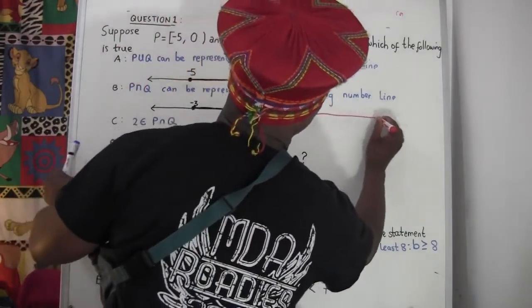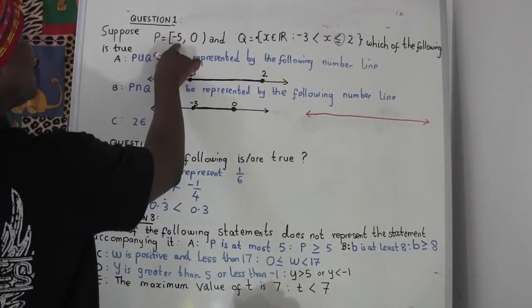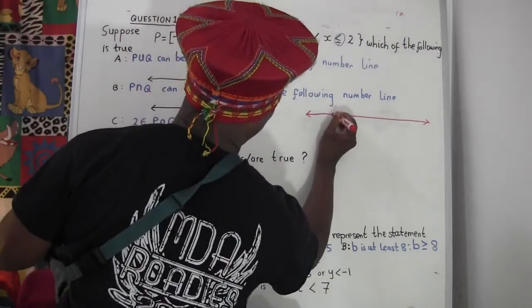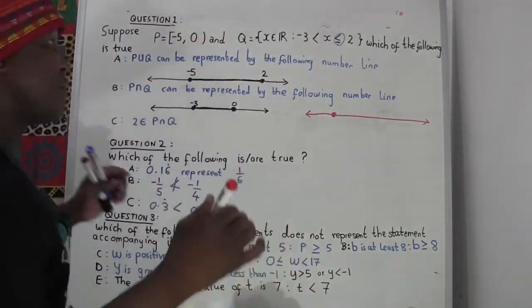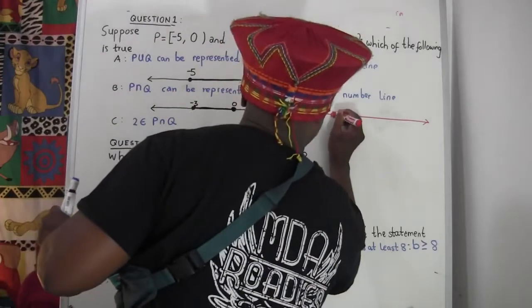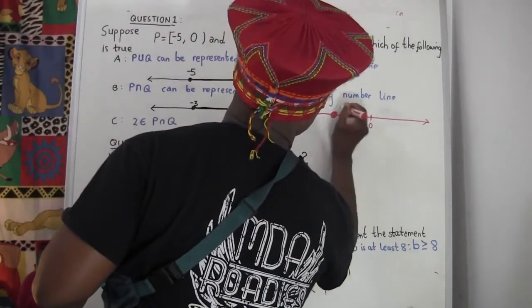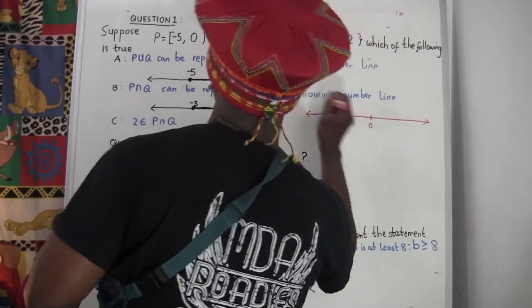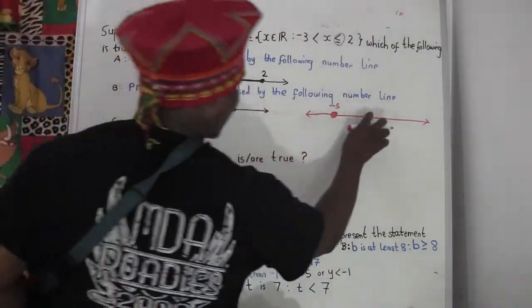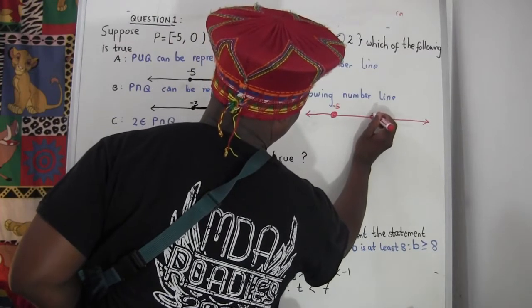So this is the first one. You start all the way from including -5. When you include, you must put a solid dot, which on a number line is a filled dot. Then go all the way to 0, excluding. Let's say this is 0. So you start from -5 to 0, including at -5 and excluding at 0.